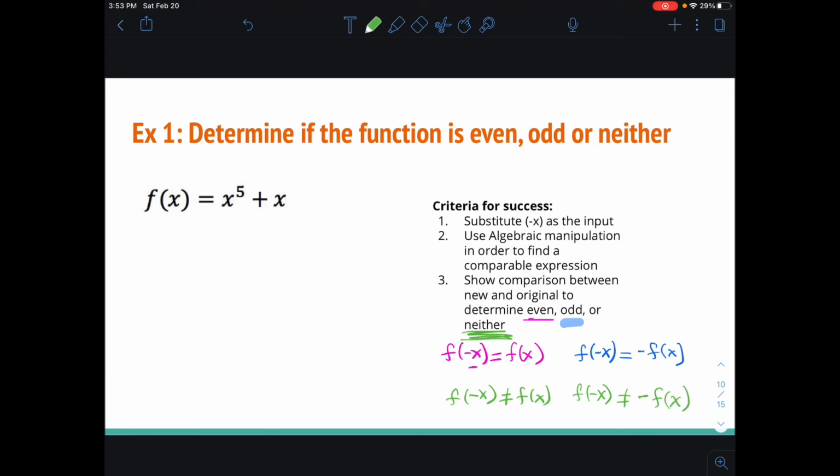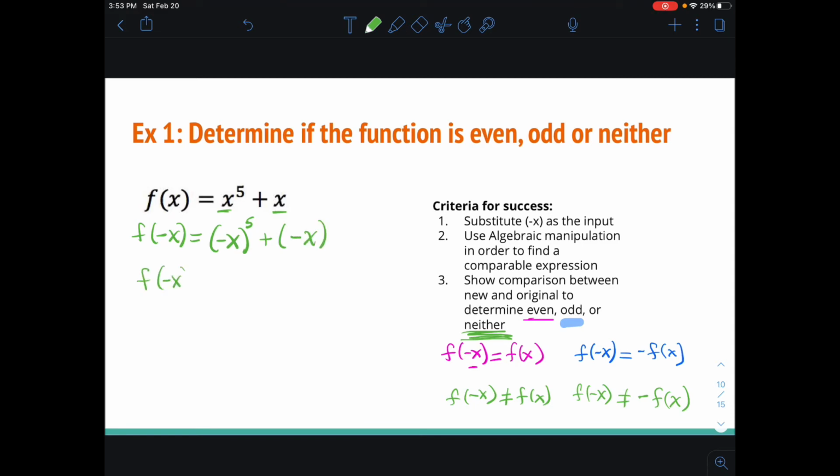You have your two statements to prove, or you would say, hey, neither of those statements are valid, and it's neither. So step one is to substitute the opposite of x. So let's go ahead and do that. So we're putting it everywhere we see an x. So this is the opposite of x to the 5th power, because it says take your input and raise it to the 5th, plus whatever your input is. That's the opposite of x.